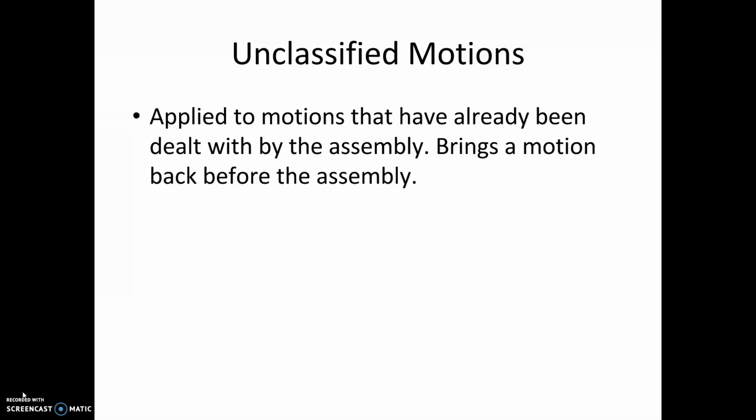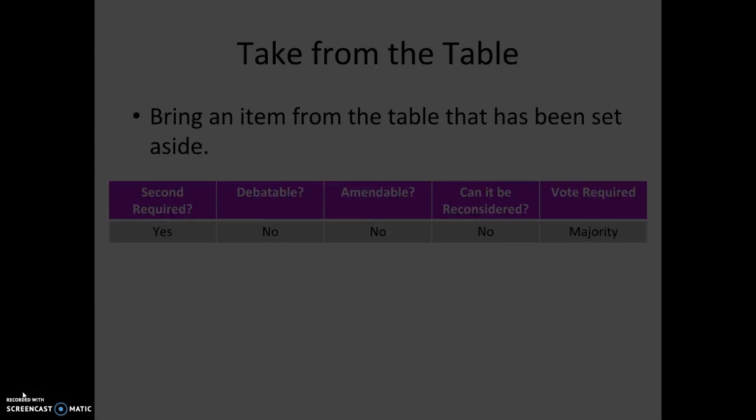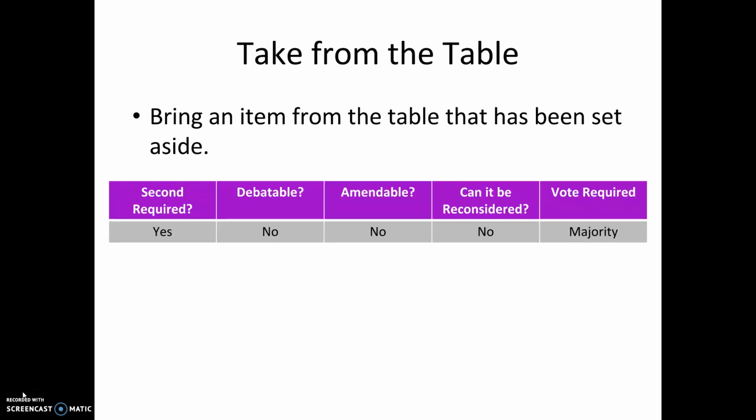Alright, unclassified motions. So these are applied to motions that have already been dealt with by the Assembly. And it brings a motion back before the Assembly. So to take from the table, so we just talked about lay on the table. If you're taking back from the table, you're bringing an item from the table that has been set aside.